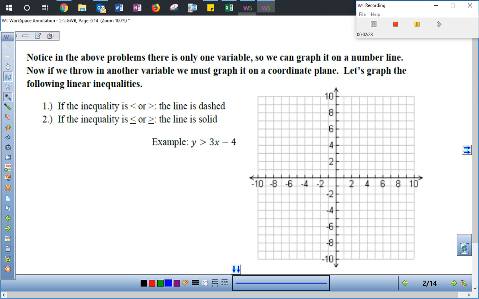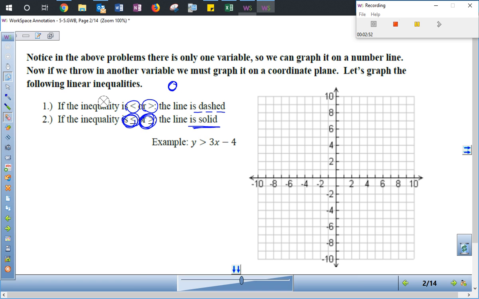So graphing inequalities when there are two variables is a lot like graphing inequalities with one variable when it comes to open dot, closed dot. If you have a symbol that is less than or greater than, instead of doing an open dot, what we're going to have is a dashed line. And then when you have less than or equal to or greater than or equal to, instead of a closed dot, we're going to have a solid line.